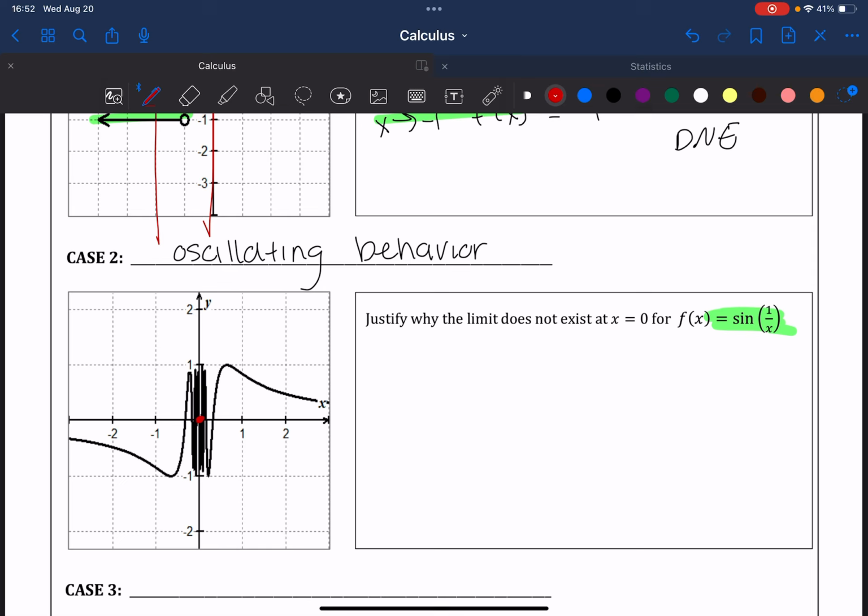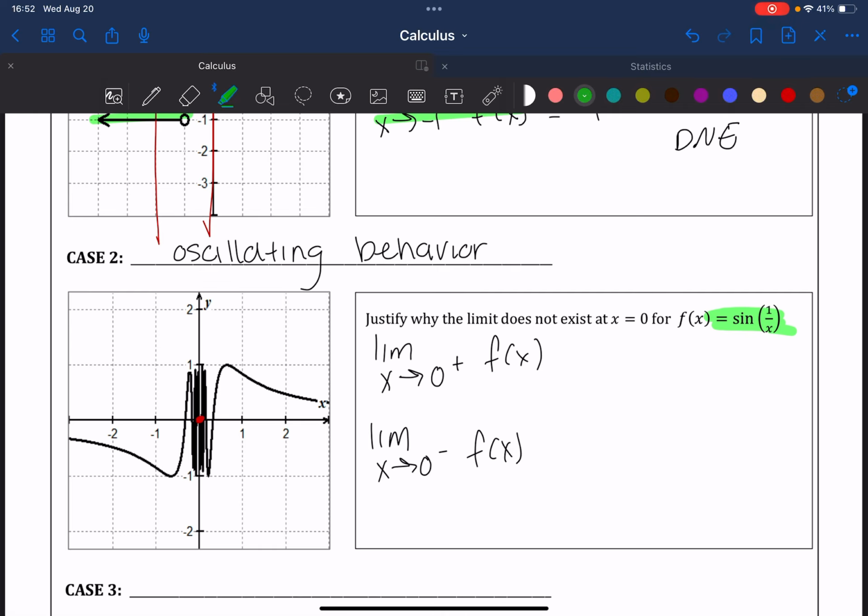However, notice how there's so much concentration in the function right there where it's going up and down, that we would not be able to pinpoint an exact value for where 0 is on the y-axis. Meaning, if we were to look at the limit on either side, we would not be able to tell what finite value it is. So to show that, we're going to find the limit as x approaches 0 from the right side, and then the limit as x approaches 0 from the left side.